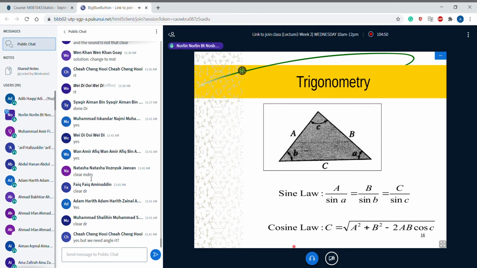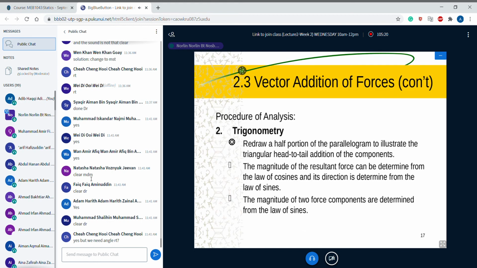And then if you want to find the angle, okay, I'm sorry, it's not for angle. Either you can find the angle or the magnitude, you can use the cosine law. Okay, make sure you memorize this formula. Later it will be used. It is the trigonometry law.